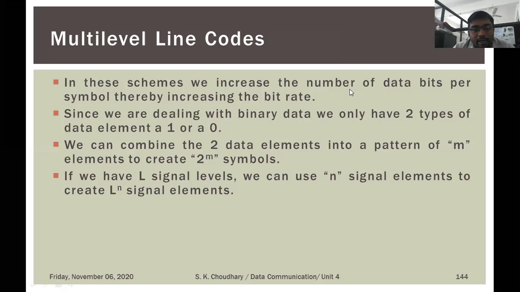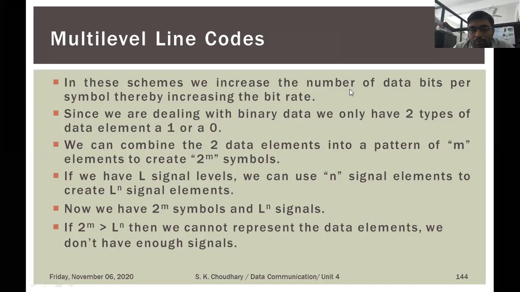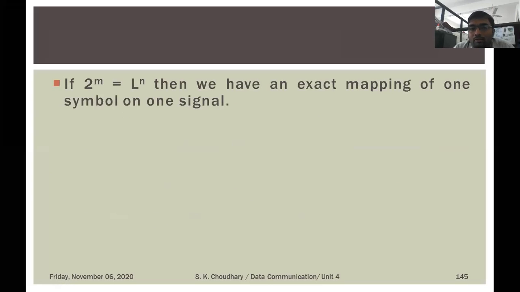So we have L signal levels, and we can use n signal elements to create L raised to the power n signal elements. So let us see an example: we have 2 raised to the power m symbols and L raised to the power n signals. If 2 raised to the power m symbols is greater than L raised to the power n signals, we cannot represent the data elements. We do not have enough signals. But if it is equal, then we have exact mapping of one symbol to one signal.